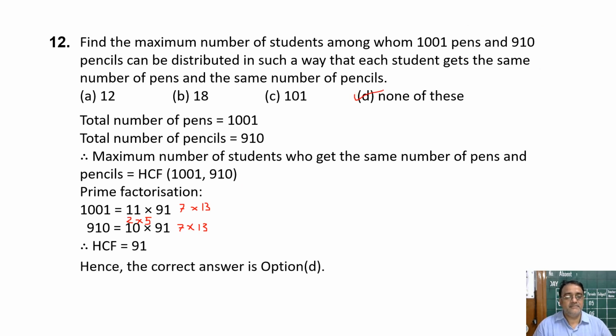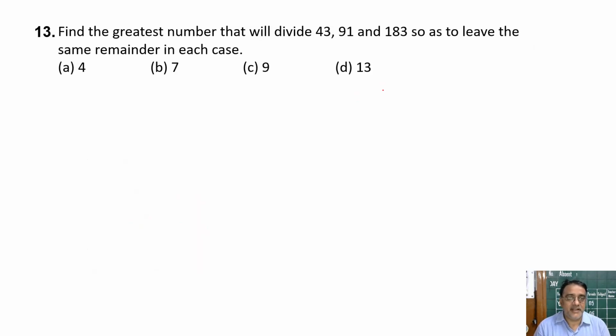Any doubt in this question? No, sir. Okay. So now we are moving toward question number 13. Find the greatest number that will divide 43, 91 and 183 so as to leave the same remainder in each of the cases. So 3 numbers are divisible by 1 number. That means we have to find HCF. लेकिन यहाँ पे क्या बोल रहा है कि सभी में सेम रिमाइंडर होना चाहिए.